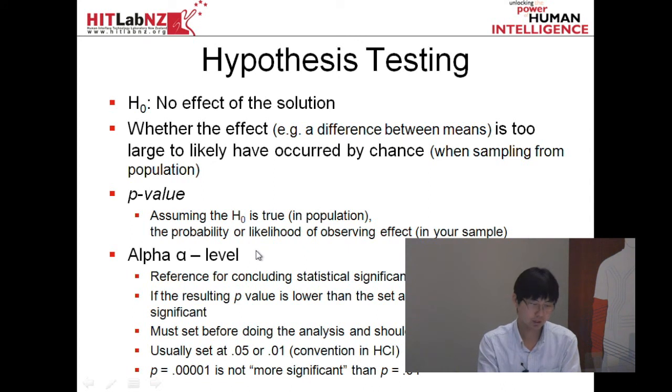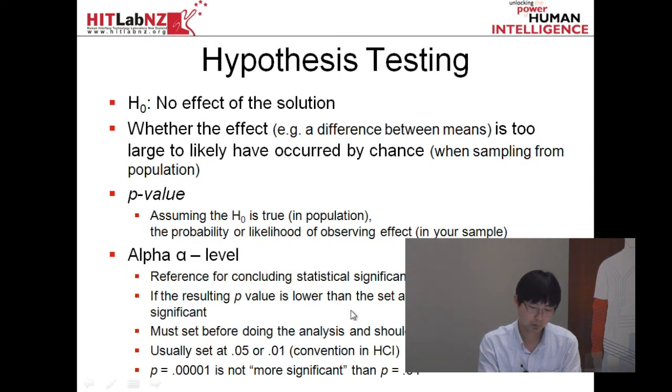Okay, so in essence, alpha level is usually set to 5%, which is 0.05, and you run the statistics tools, and if the p-value printed out is less than 0.05, then you can reject H0 and say your H1, which is usually that there is a difference between the interfaces, is supported. And by the way, this alpha level is by convention usually set to 0.05 or 0.01, but 0.05 is more widely used, I think.